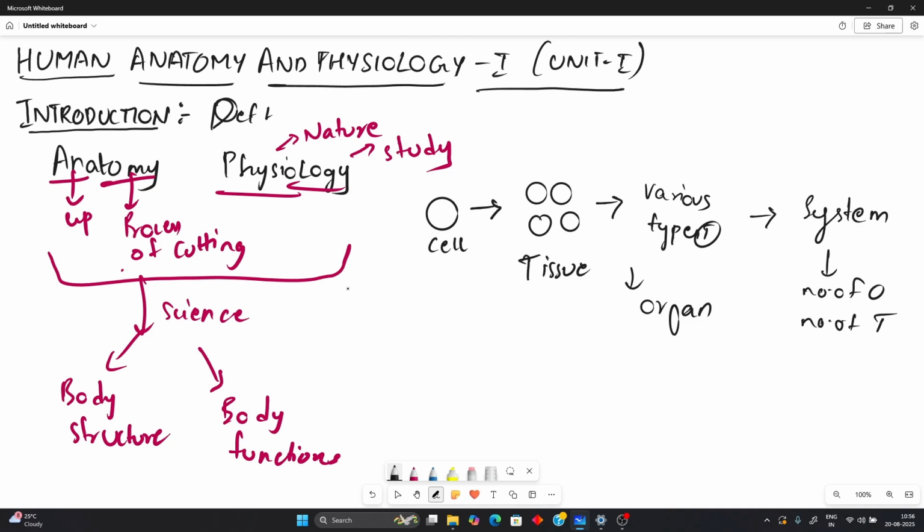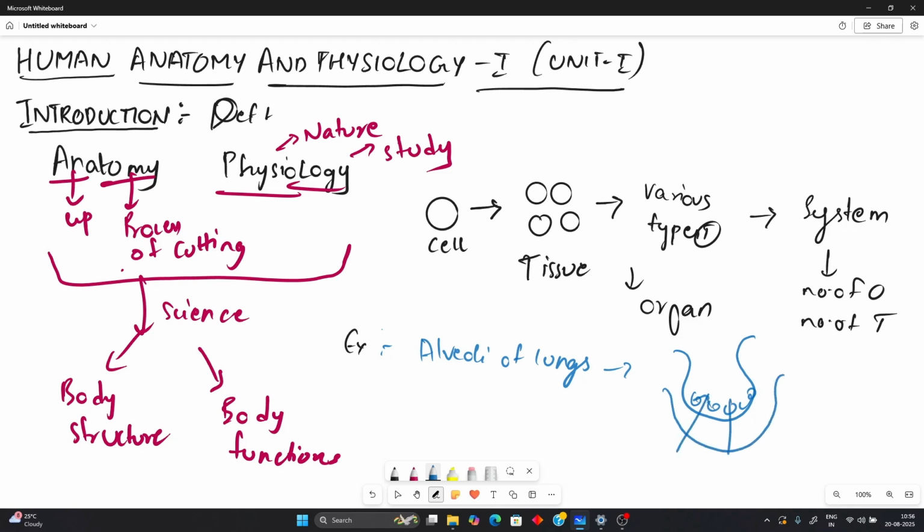For example, let us take the example of the alveoli of the lungs. The alveoli of the lungs are generally useful for, if this is the alveoli and this is the membrane around it, exchanging the gases. Simply the transfer of gases happens there. So the layer should be very thin, so the wall will be very thin in the case of the alveoli of the lungs.